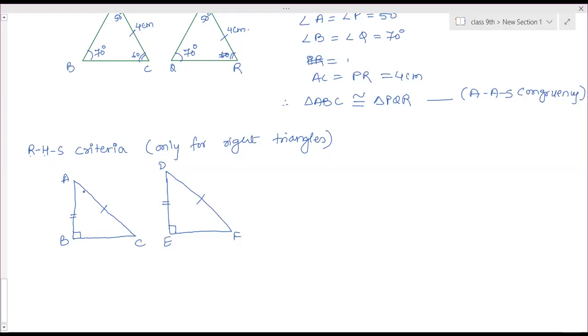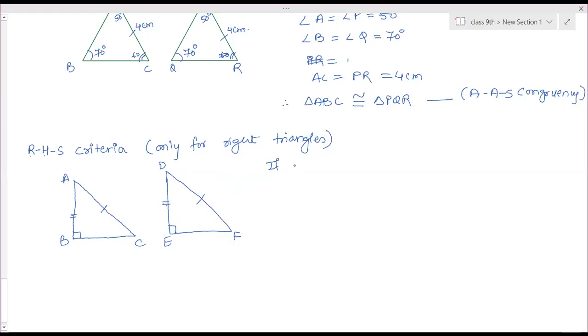Ma'am, so it means it's similar to AAS, just the angle is 90 degrees. The other two angles are not known. There is only one angle and two sides, and it is like SSA, but SSA is not applicable for all other triangles. Only here, if hypotenuse is equal and one of the sides is equal, ultimately the second side will be equal by Pythagoras theorem. So therefore, only these three parts we can show.